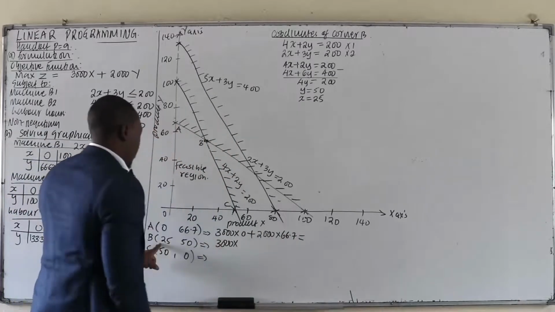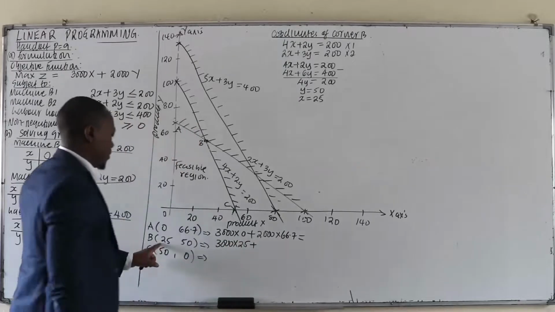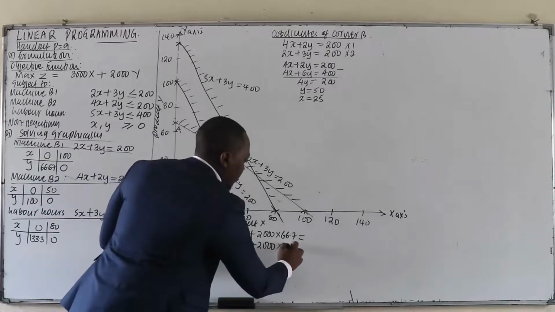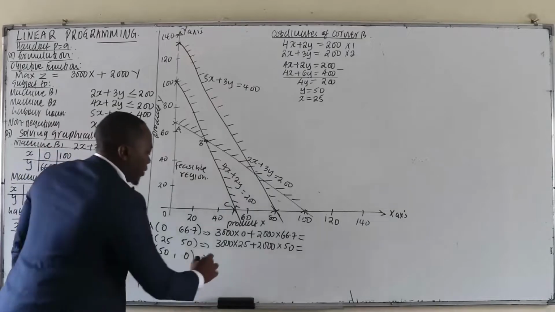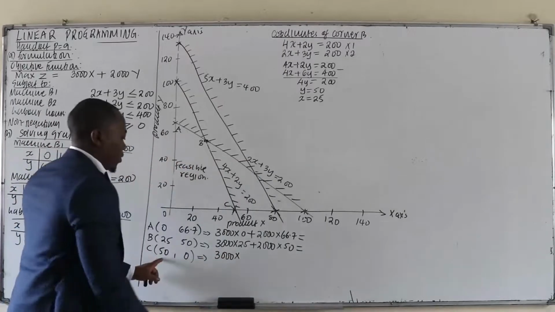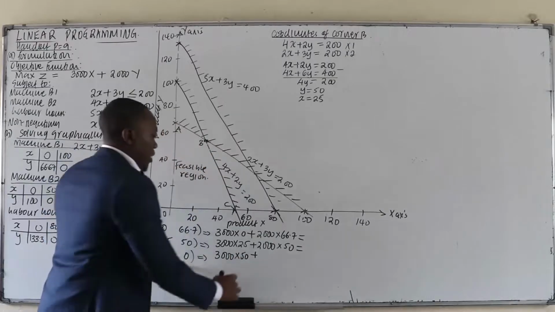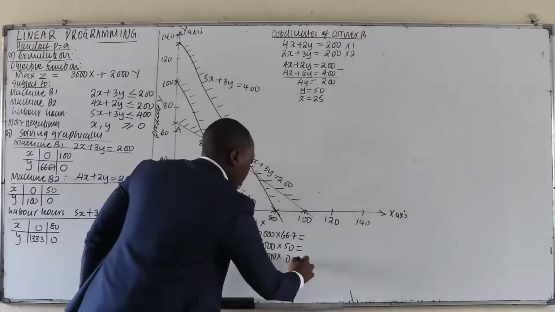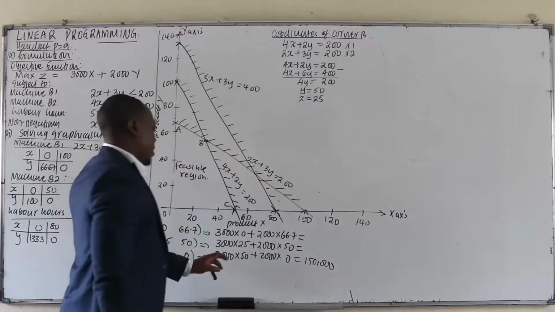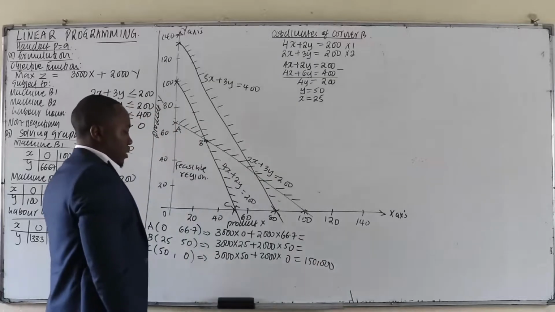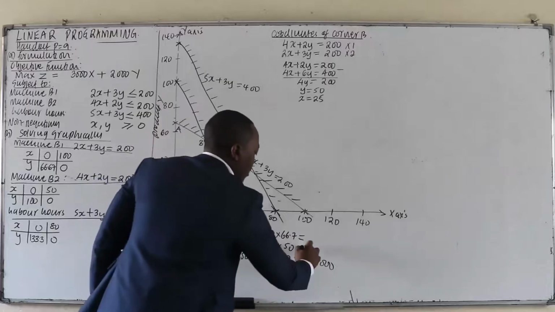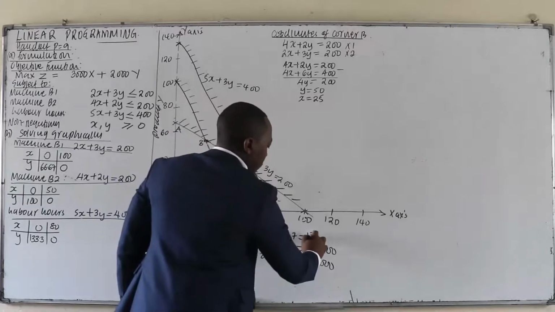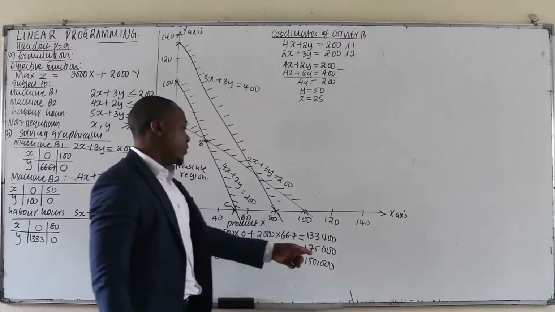We do the same here: 3,000 for each unit of x, where x is 25, and 2,000 for each unit of y, where y is 50. And for the last one, 3,000 for each unit of x, of which we have 50, and then 2,000 for y, where you produce 0. So this is 150,000. The second one is 175,000. And the other is 133,400. Which one is giving you the maximum profit?